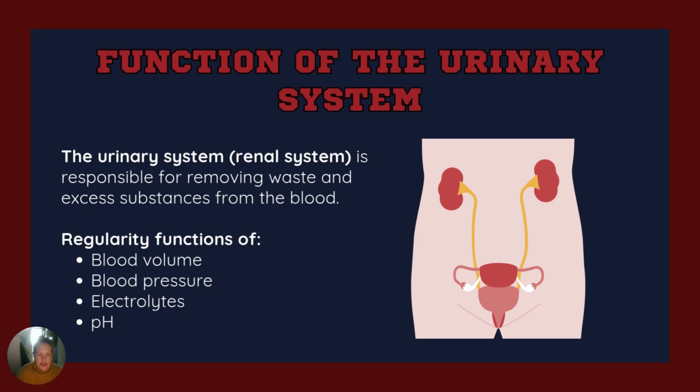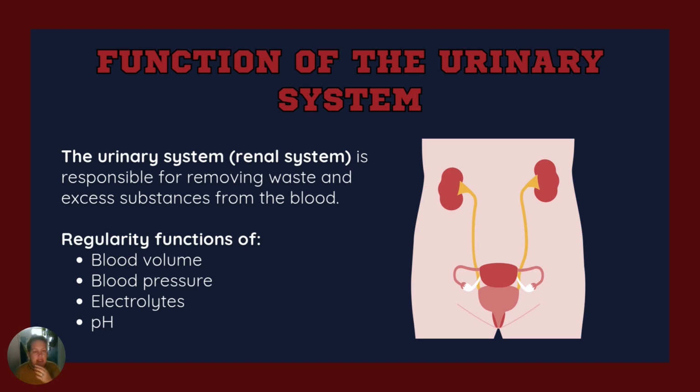So the function of the urinary system, or the renal system, is that it is responsible for removing the waste and the excess substances from the blood. It regulates blood volume, blood pressure, electrolytes, and the pH of our system. So quite a few things that are quite important to our body working in an optimum manner. Over time, if these things are not working properly, they can have severe consequences.